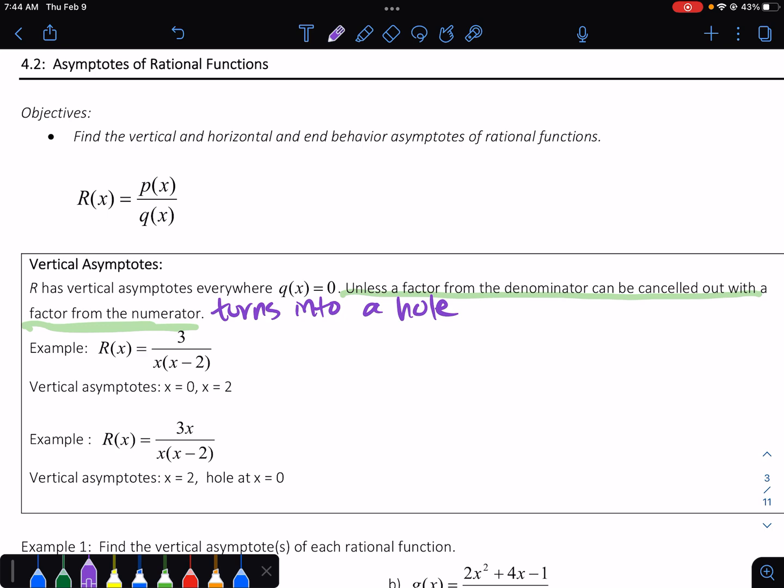Okay, so that was kind of the situation that we looked at up above. So notice here, there's nothing that's a common factor on top and bottom. So if I look at the bottom, our vertical asymptotes would be at x equals 0 and then at x equals 2, whatever makes those factors 0. Okay. If we look here, notice it has a common factor of x. So we have a vertical asymptote at 2 from this one, but the one that got canceled, we have a hole at x equals 0.